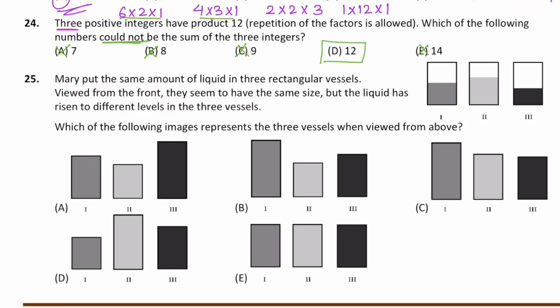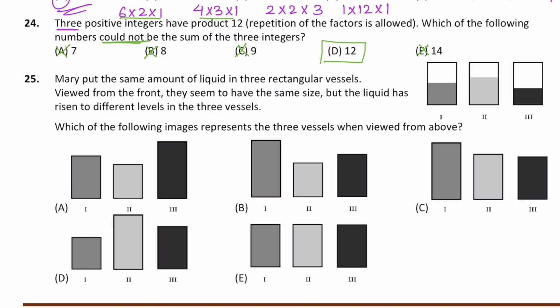Mary put the same amount of liquid in 3 rectangular vessels. Viewed from the front, they seem to have the same size, but the liquids have risen to different levels in the 3 vessels. Which of the following images represent the 3 vessels when viewed from above?